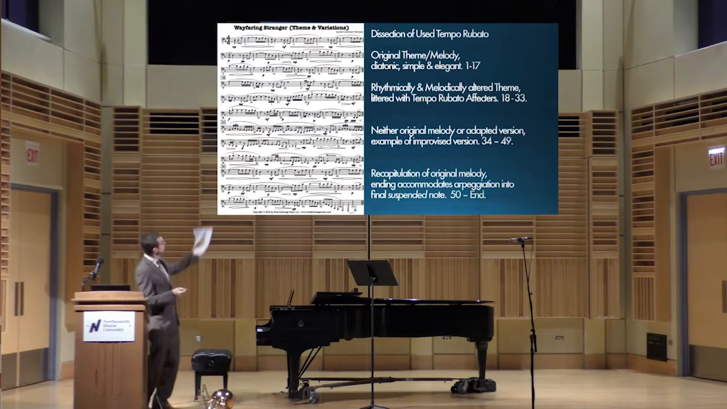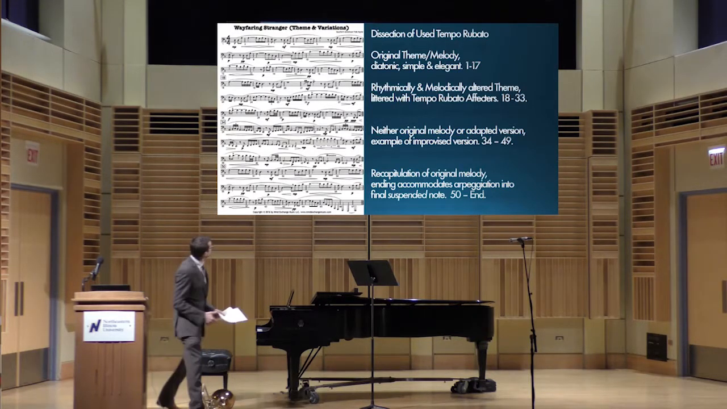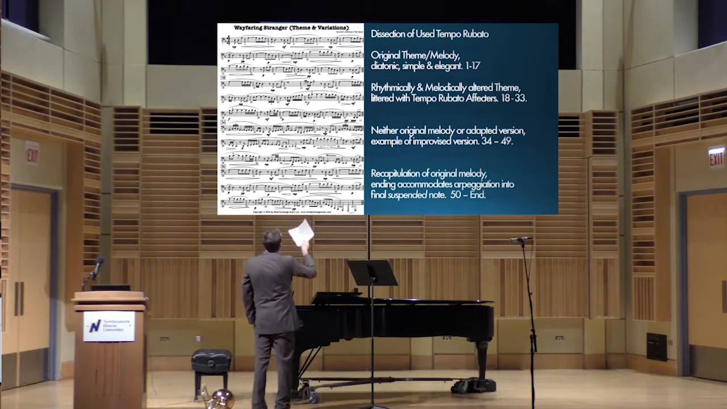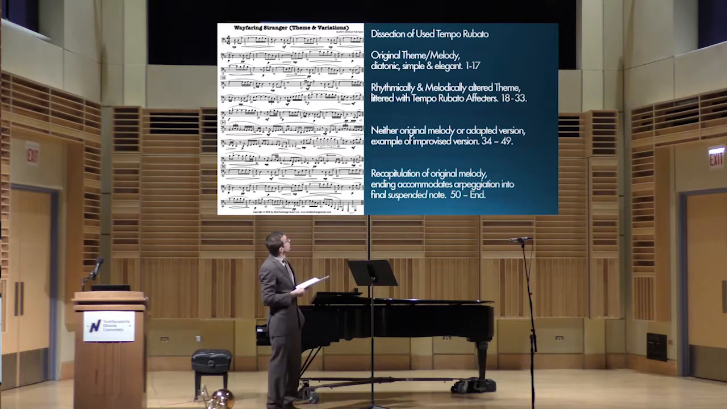And then I took the solo part and adapted it, where you can see measures 1 through 17 are the original theme, a simple diatonic melody, very elegant. No need to change it yet. Can be played as is. The second version, 18 through 33, is rhythmically and melodically altered, littered with tempo rubato effectors. The next section, 34, would be the improvisation, hypothetically. It retains the same harmonic changes, so there are new ideas. We can maintain the old, or we can do something new.